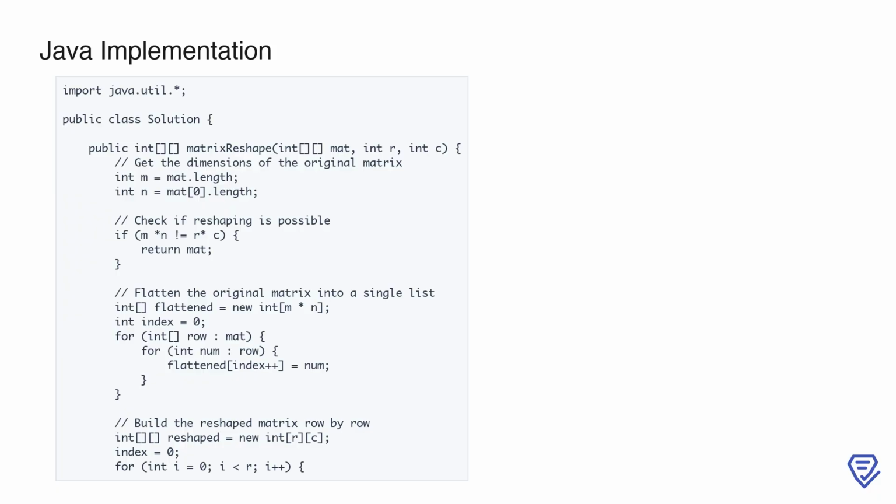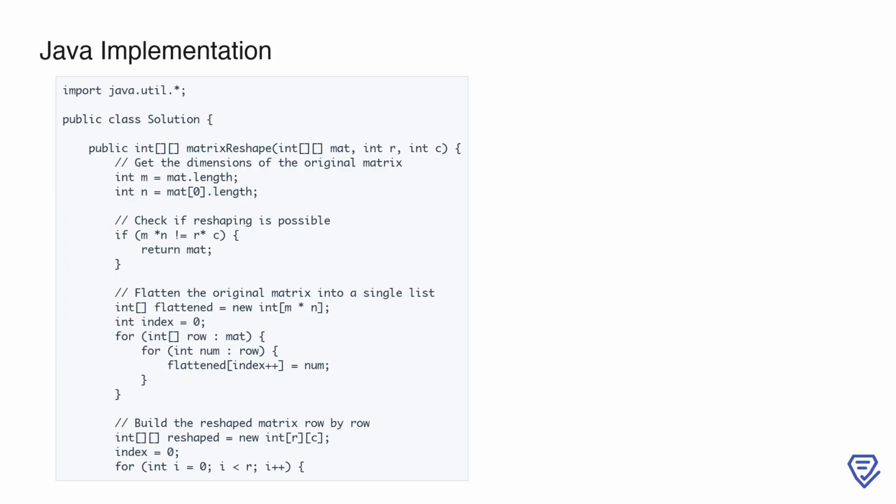Next, we check if reshaping is feasible by comparing the total number of elements in the original matrix, M*N, with the total number of elements required for the new dimensions, R*C. If the two values do not match, it means reshaping is not possible, so we simply return the original matrix. Now, if reshaping is possible, we proceed to flatten the original matrix into a one-dimensional array called flattened.